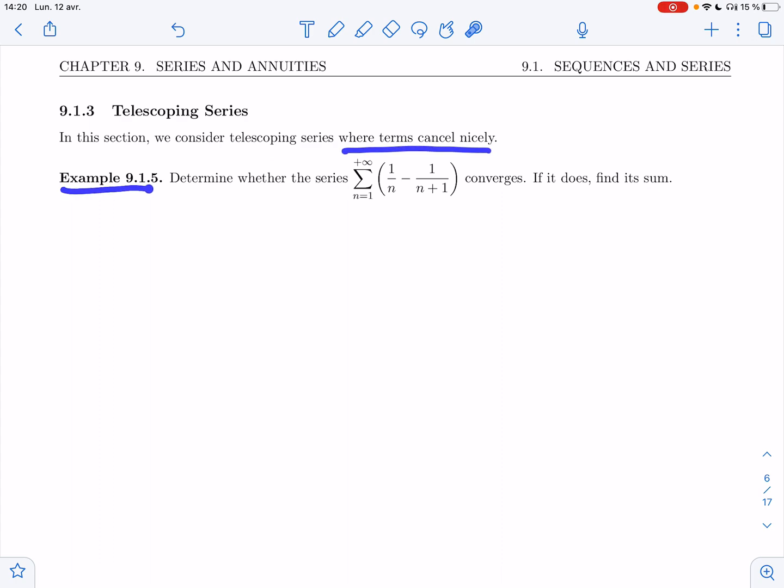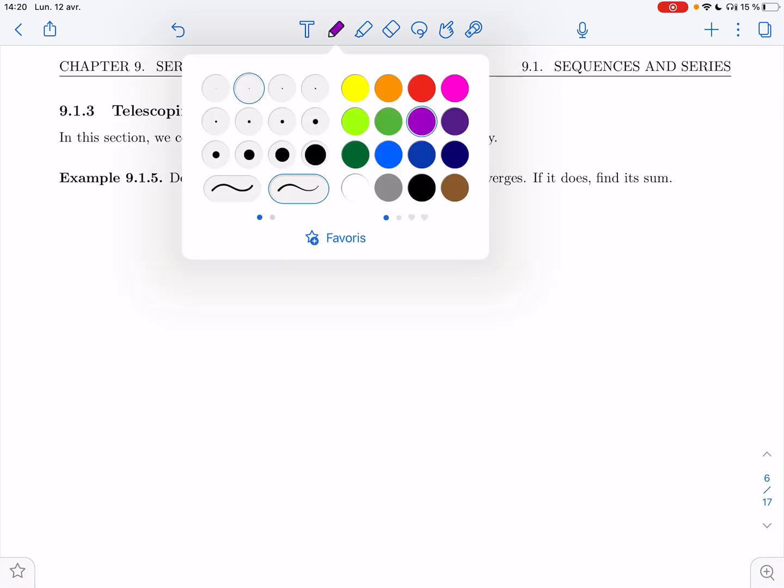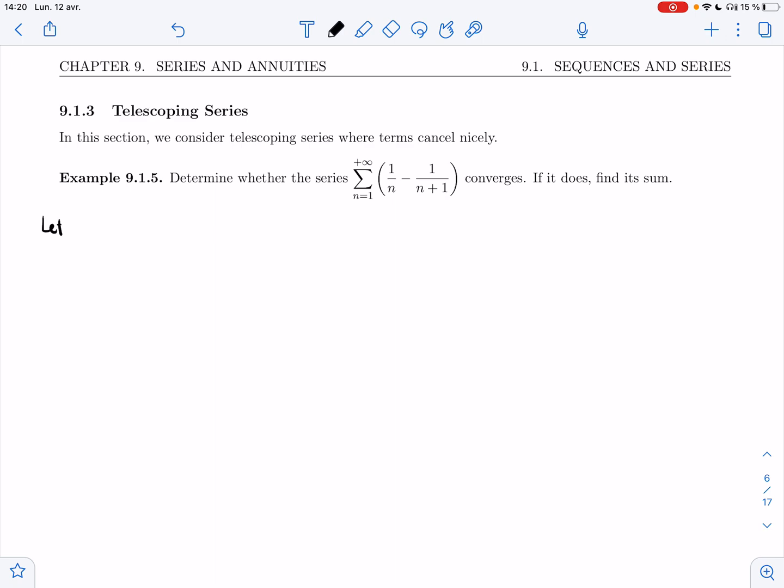So here's example 9.1.5. Determine whether the series, the sum of 1 over n minus 1 over n plus 1, converges. If it does, find its sum. All right, so let's start by just listing some of the partial sums. So if I write S1, I'm just going to plug in 1 into this, and I get 1 minus 1/2.